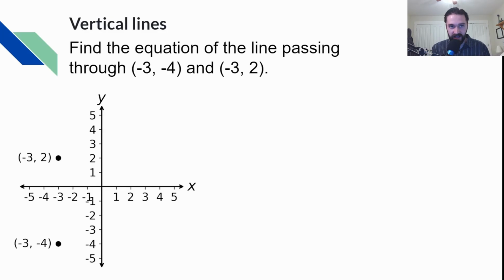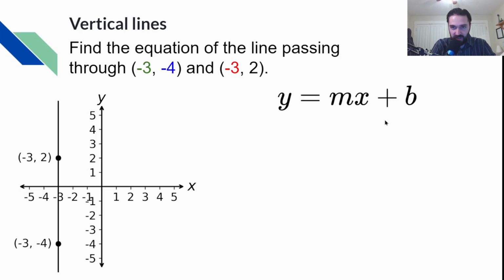Here we're asked to find the equation of the line passing through (-3, -4) and (-3, 2). So here are the two points. If we draw a line through those points, we can see that it's a vertical line. Whenever we find the equation of a line, we start with y = mx + b, and we try to find m and b. Most of the time we want to put the equations of lines into slope-intercept form.